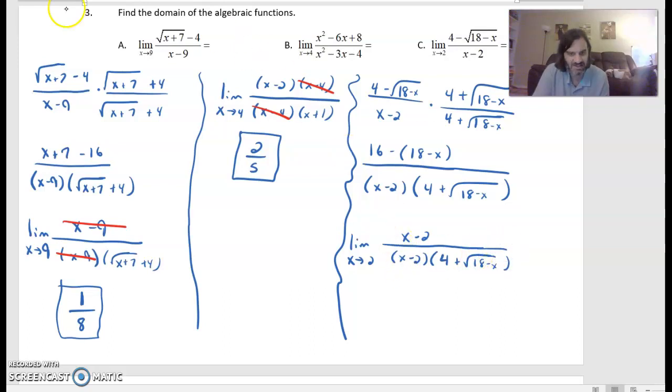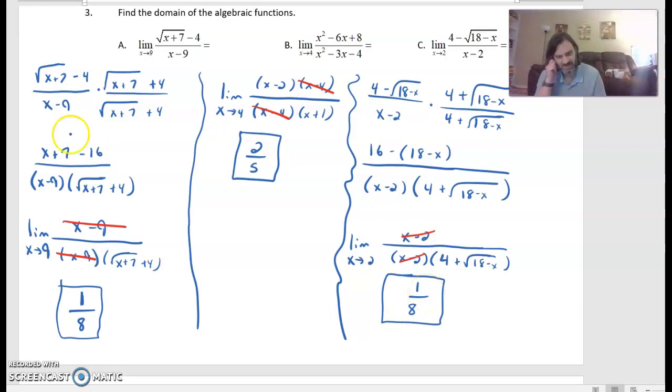So we can cancel out a common term of x minus 2 over x minus 2. And now we can plug the 2 in, and on top, since it reduced, we'll have 1. On the bottom, it looks like we'll have 4 plus 4, 1/8 again. I'm not sure why that happened, but it did. So we're pretty happy. All right, good job.